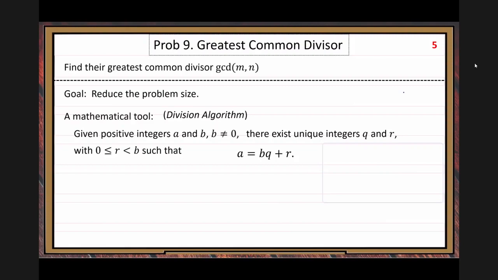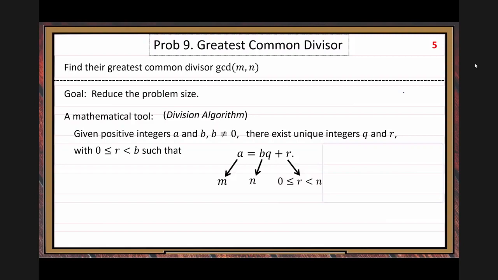That's called the division algorithm. It's a simple, basic algorithm in number theory. In number theory, this theorem is very important. So simple, but so fundamental. So many advanced results are derived from this simple theorem. Here, we need to use that.